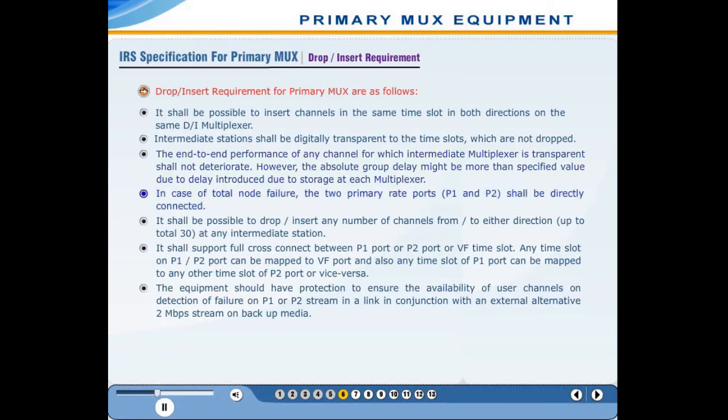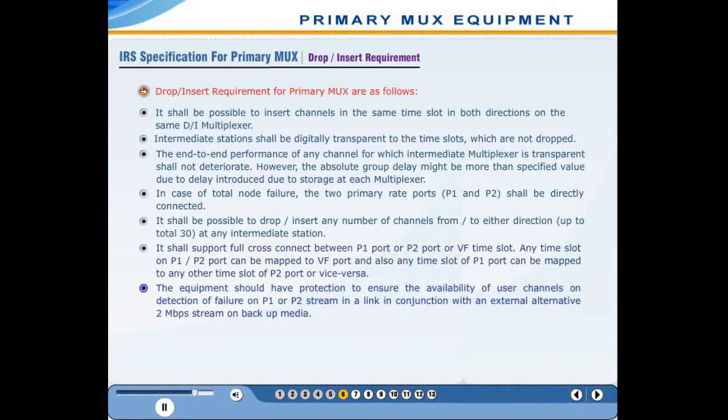In case of total node failure, the two primary rate ports shall be directly connected. It shall be possible to drop insert any number of channels from or to either direction at any intermediate station. It shall support full cross connect between P1 port or P2 port or VF time slot. Any time slot on P1 or P2 port can be mapped to VF port, and also any time slot of P1 port can be mapped to any other time slot of P2 port or vice versa.